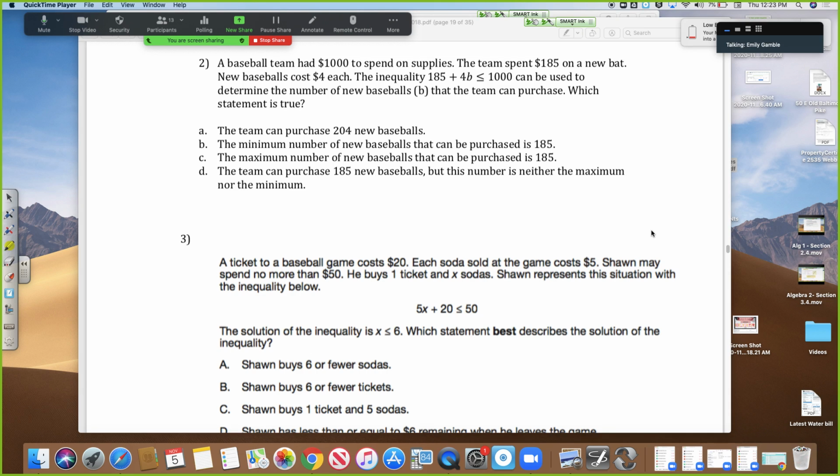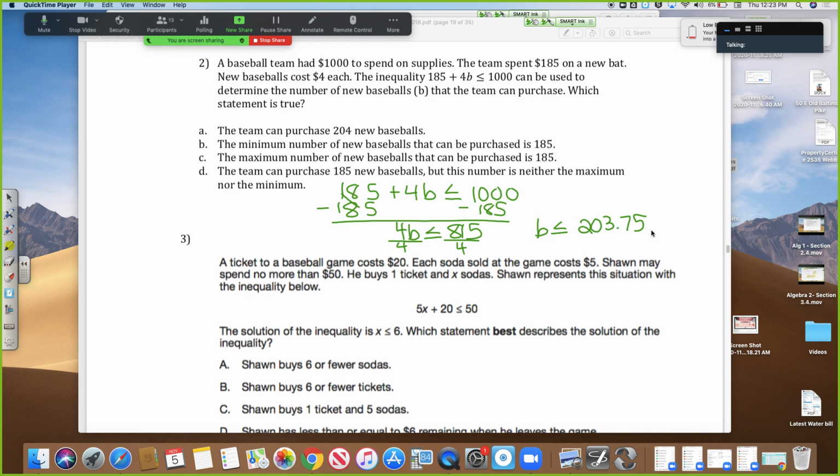Before I figure out which statement is true, I think it's helpful to actually solve the inequality. So the inequality 185 plus 4B is less than or equal to 1,000. Step one, I would subtract 185 from both sides. I got 4B is less than or equal to 815. Then I would divide by 4, and I'm going to get a decimal. B is less than or equal to 203.75, which kind of doesn't make sense. The number of baseballs they can buy is less than or equal to 203.75.